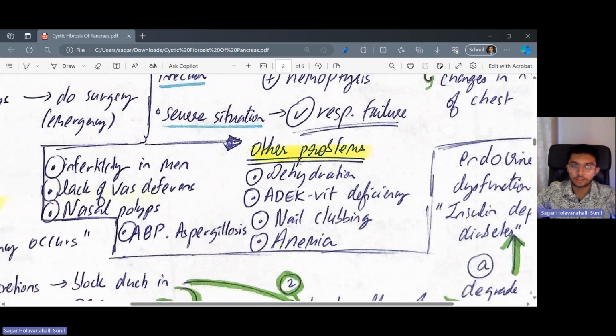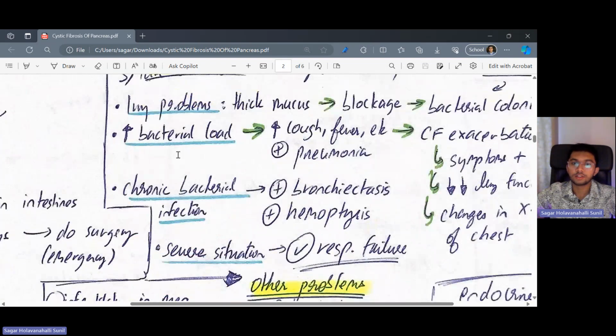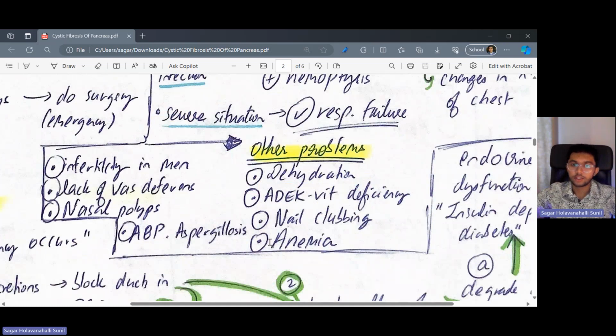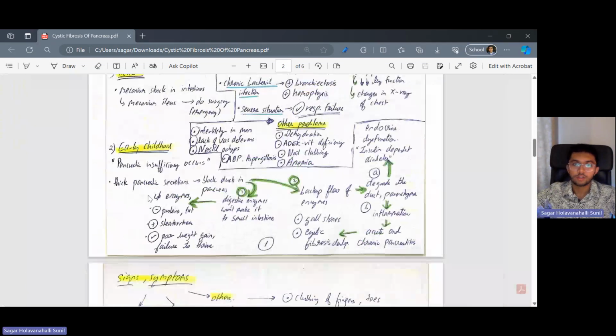Other problems, apart from the lung, are infertility in men, mostly due to lack of vas deferens. There's also the formation of nasal polyps, and ABPA, acute bronchopulmonary aspergillosis, where there's an increased risk of invasive aspergillosis infections. Then there's dehydration, and vitamin A, D, E, and K deficiencies because these are fat-soluble vitamins. Then there's also nail clubbing because of compromise of the lungs. Therefore, there'll be hypoxia, and also there can be anemia. So that's the first page.